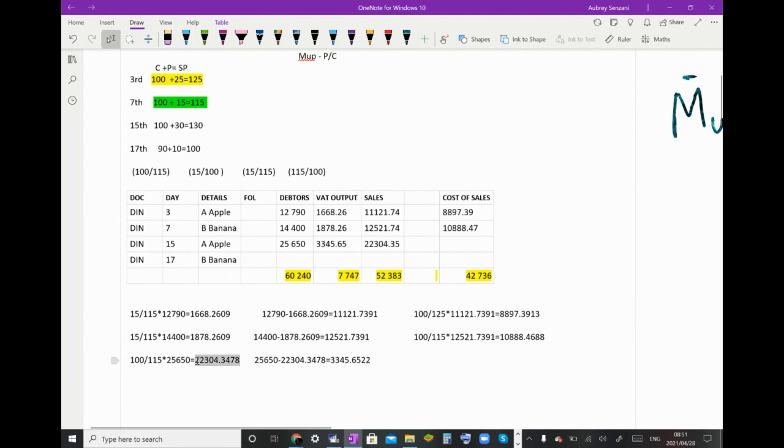Right. Then what we want to do again is quickly calculate cost of sales. And there, remember, the markup was 130%. So here we're saying 100 divided by 130, the selling price percentage, times the VAT exclusive amount, and voila, we have our cost of sales.